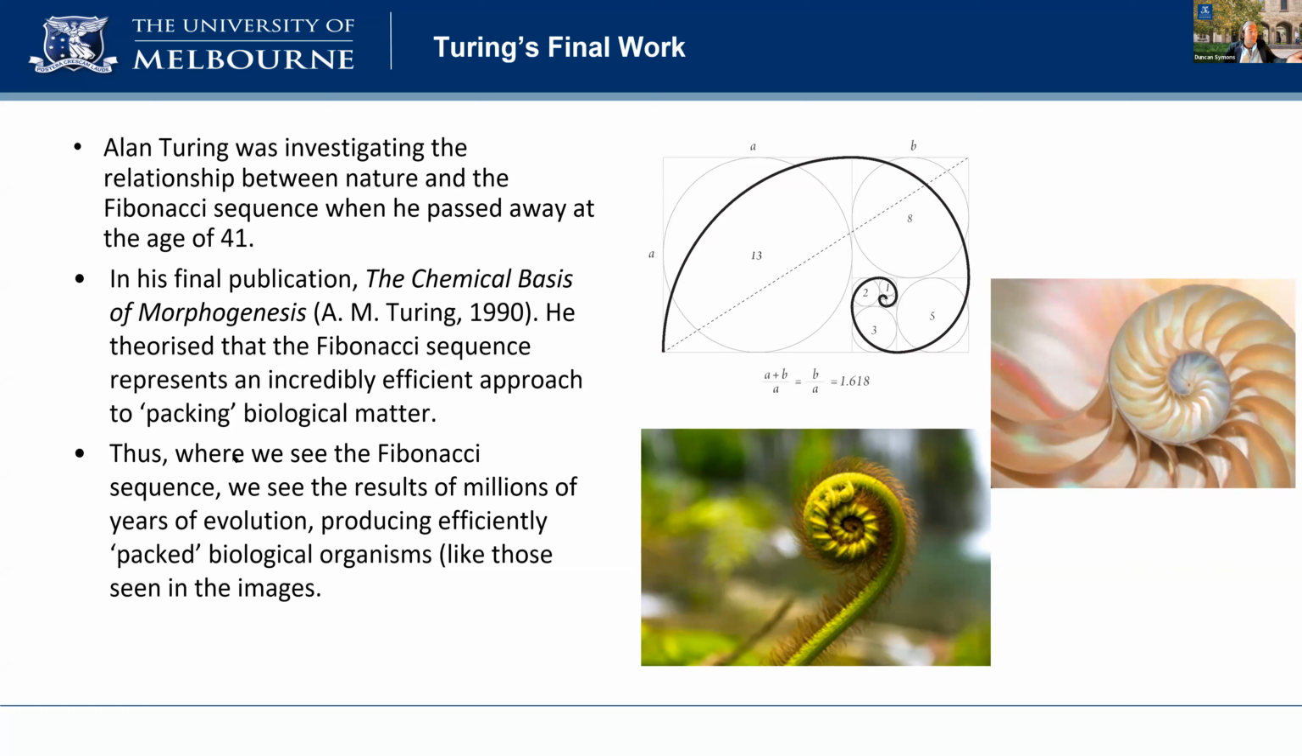So, I guess this is a nice summary of it. He theorized that the Fibonacci sequence represents an incredibly efficient approach to packing biological matter. Thus, where we see the Fibonacci sequence, we see the results of millions of years of evolution producing efficiently packed biological organisms. And you can see that here in the fern and also in this conch shell.